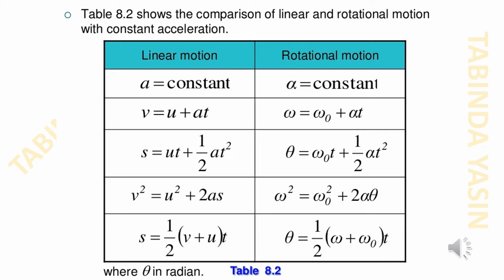In the linear motion the displacement is found by s is equal to 1 over 2 into v plus u into t, and in the rotational motion that is written as theta is equal to 1 over 2 into omega plus omega naught into t. And you know that angular displacement theta has the units of the radian.